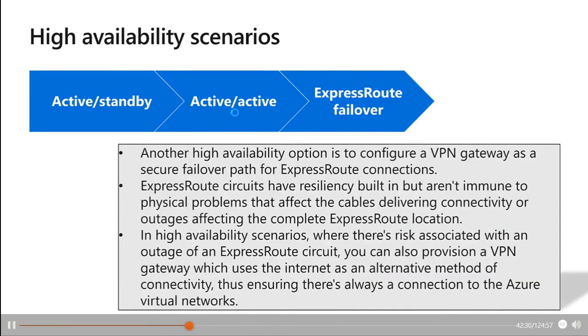I can also use ExpressRoute failover. So another high availability option is to configure the VPN gateway as a secure failover path for ExpressRoute connections. So usually ExpressRoute circuits, we're going to talk about them, already have built-in resiliency. But of course, even if they have this, they are not immune to physical problems that will affect, let's imagine, the cables that deliver the connectivity. So if you have a problem with that, this one can be a good failover for those cases.